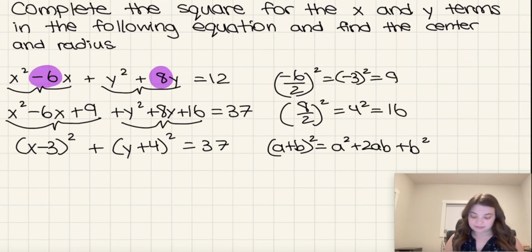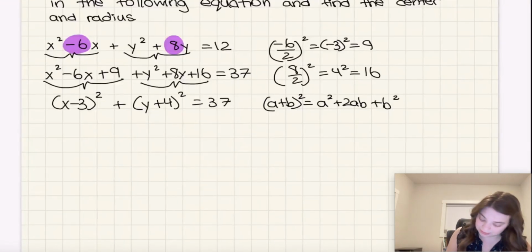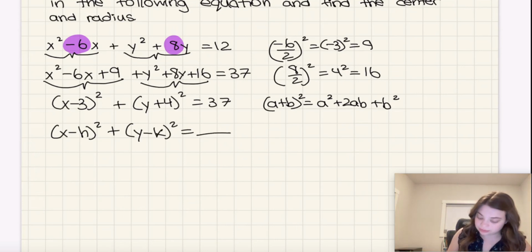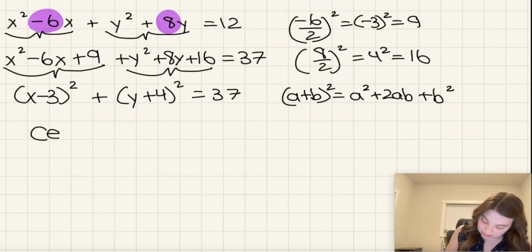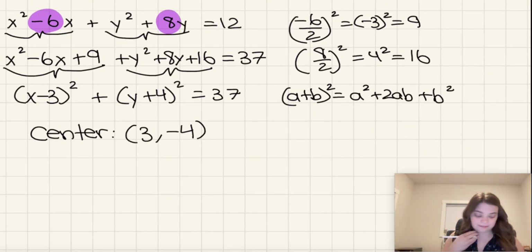And the center is always just going to be the h comma k values, right? Because recall that any circle can be written like this. Any circle can be written as (x - h) squared plus (y - k) squared equals to something, right? And so therefore, in order to find the center, we're going to have it be (3, -4), right?